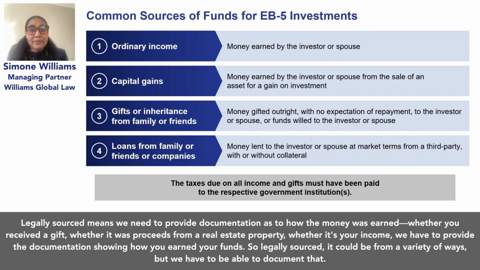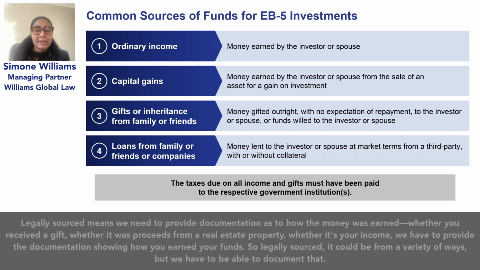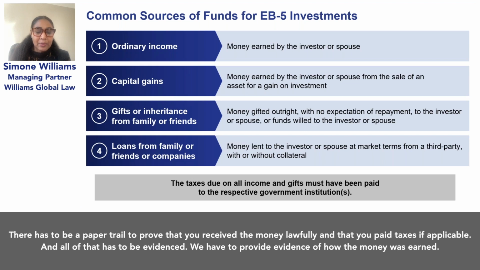Whether you received a gift, whether it was proceeds from a real estate property, whether it's your income, we have to provide the documentation showing how you earned your funds. So legally sourced, it could be from a variety of ways, but we have to be able to document that. There has to be a paper trail to prove that you received the money lawfully and that you pay taxes if applicable, and all of that has to be evidence. We have to provide evidence of how the money was earned.